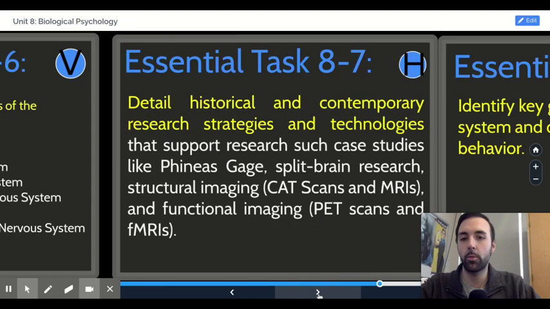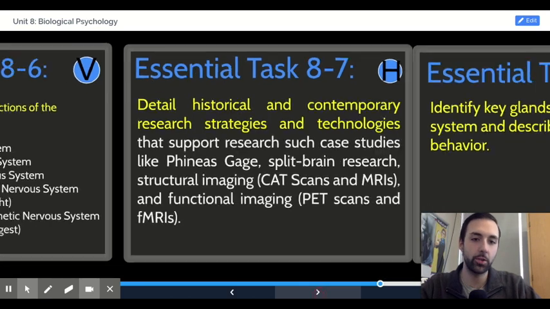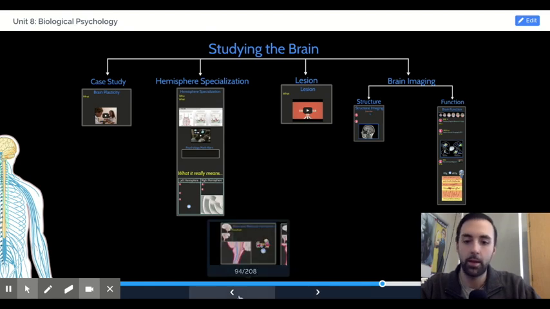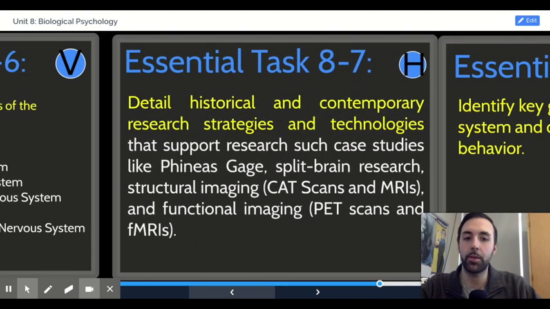In Essential Task 8.7, we are going to detail the historical and contemporary methods of researching the brain. I think this is a horizontal concept map. As you can see here, there are 5 columns from left to right, all under the broad classification of studying the brain. I'll return now to the task text, allow you to copy down the portion in yellow before proceeding into the concept map.